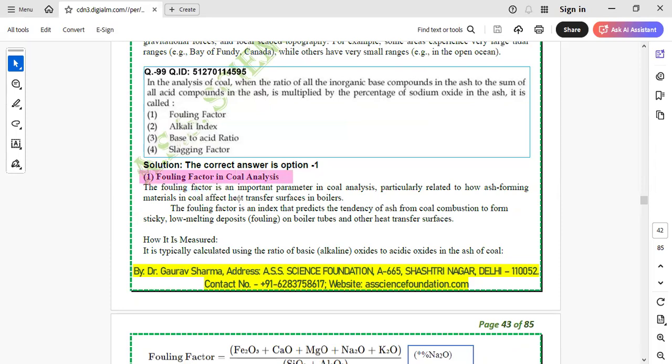तो the first option is fouling factor in coal analysis. ये क्या है फॉलिंग फैक्टर, राइट? The fouling factor is an important parameter in coal analysis, particularly related to how ash forming material in coal affects the heat transfer surface in the boiler.